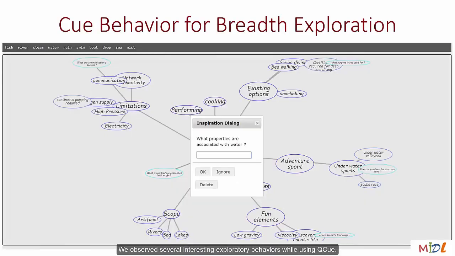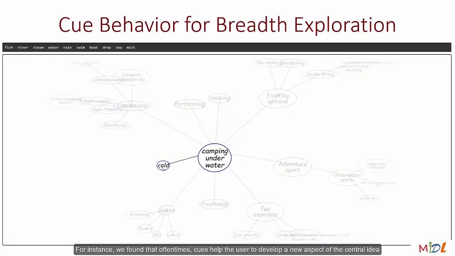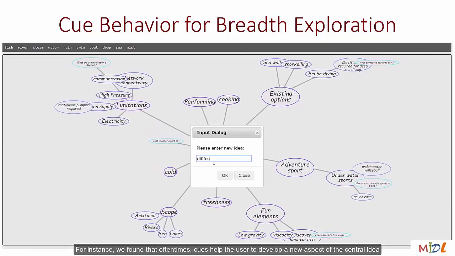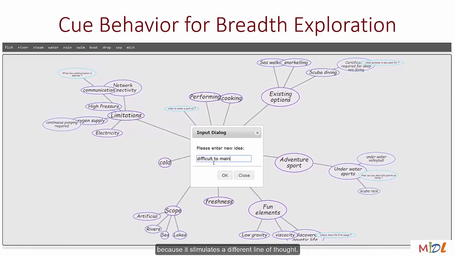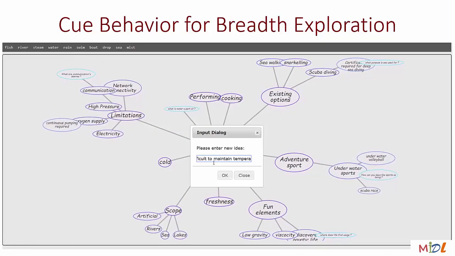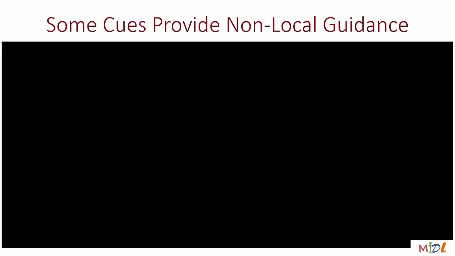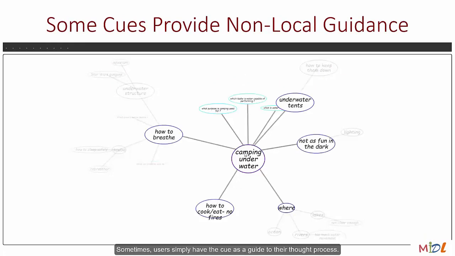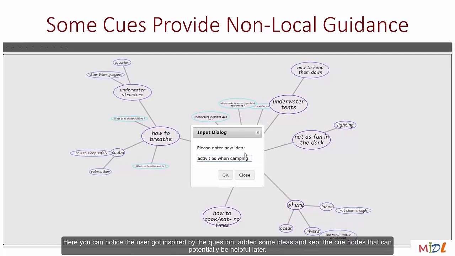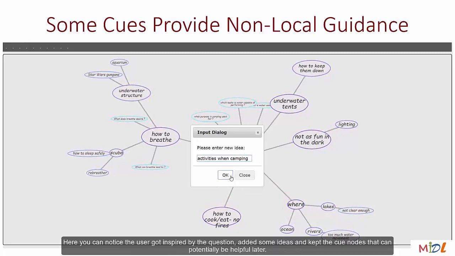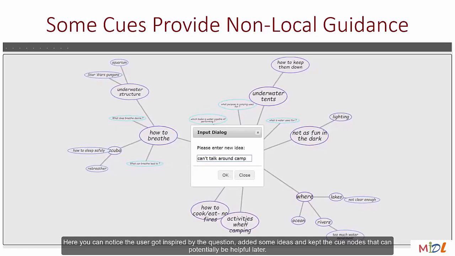We observed several interesting exploratory behaviors while using QCue. For instance, we found that oftentimes, cues help the user to develop a new aspect of the central idea because it stimulates a different line of thought. Sometimes, users simply have the cue as a guide to their thought process. Here you can notice the user was inspired by the question, added some ideas, and kept the cue nodes that can potentially be helpful later.